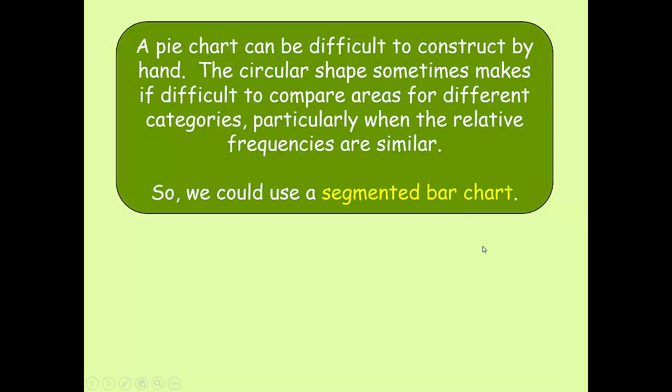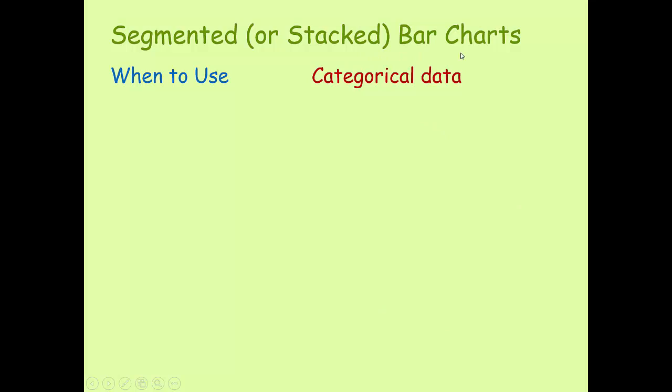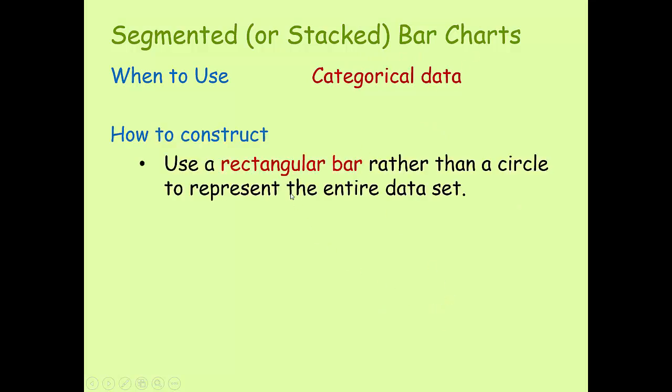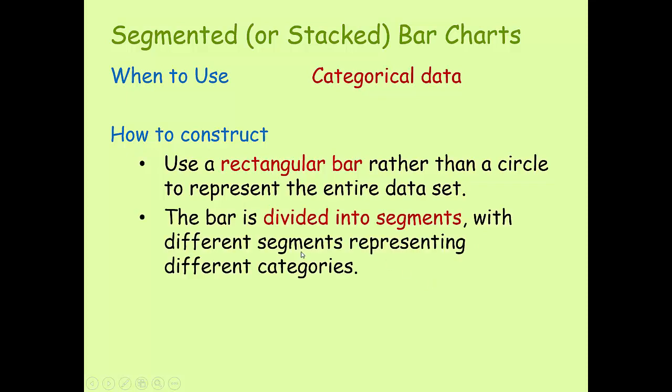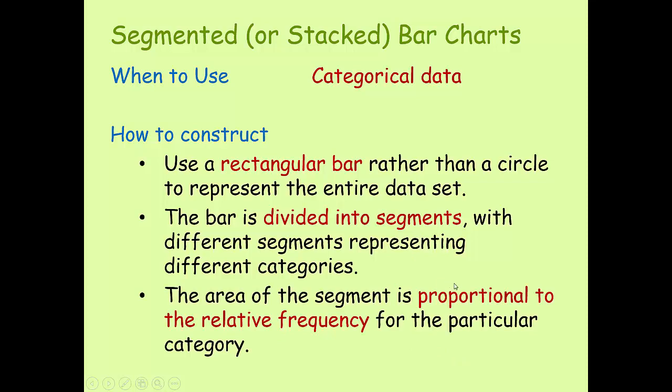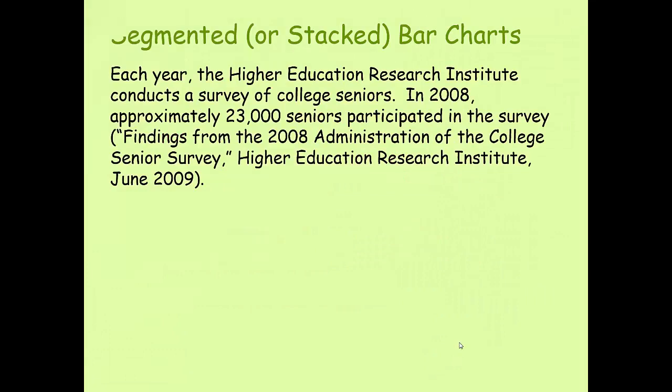Pie charts can be difficult to construct by hand. Certainly Excel makes it a little bit easier. The circular shape sometimes makes it very difficult for comparing areas. And so what we could do is use a segmented or stacked bar chart. So we use a rectangular bar rather than the circle, but the bar is divided into segments. The area of the segment is proportional to the relative frequency.